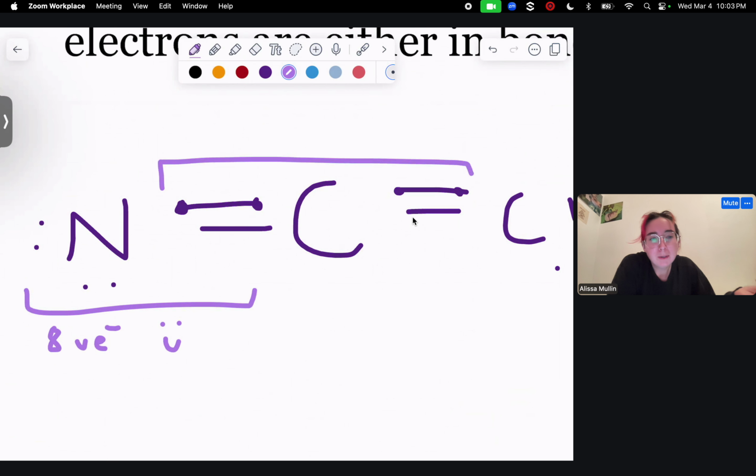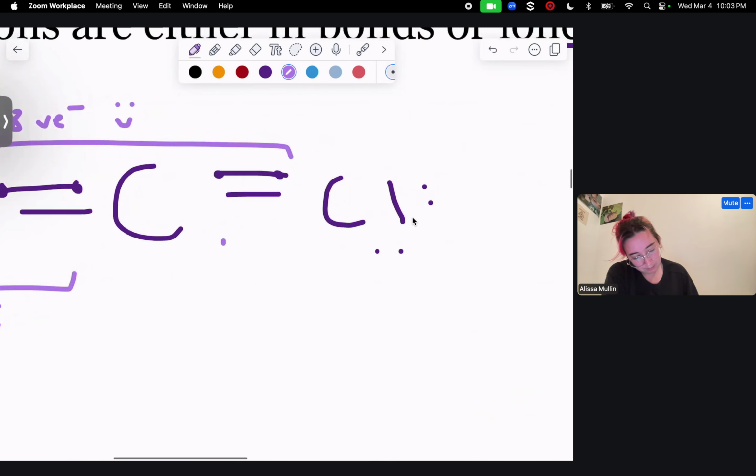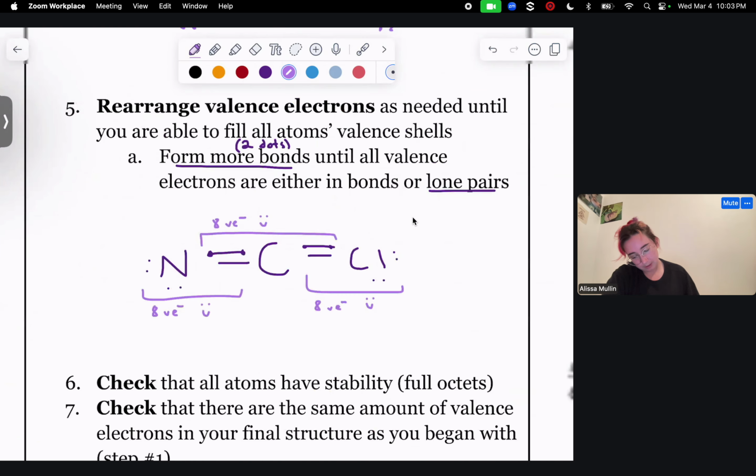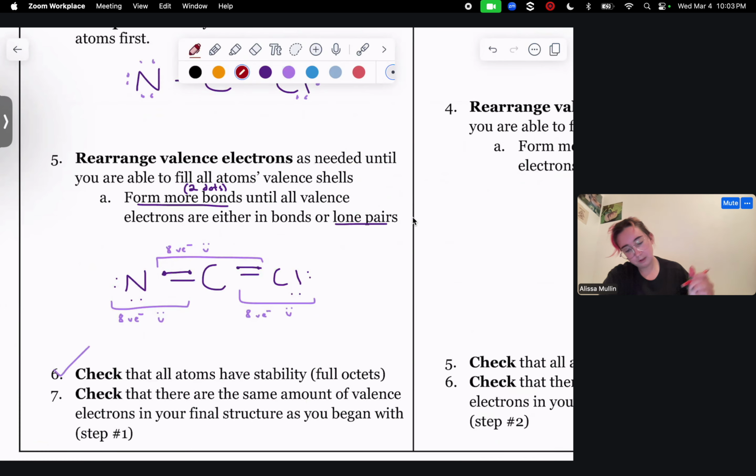And then from carbon's perspective, it's attached to 4 different lines. Each line is 2 electrons, so 1, 2, 3, 4, 5, 6, 7, 8 also. And then chlorine over here. Again, 2 lines, so 1, 2, 3, 4, and then 4 dots. 1, 2, 3, 4. 8 valence electrons. Yay! Check. And then the other thing, matter can't be created or destroyed.